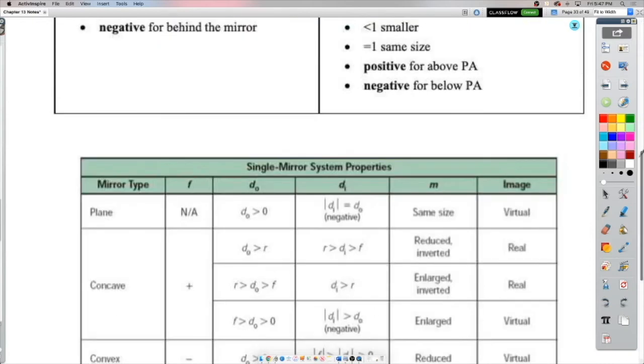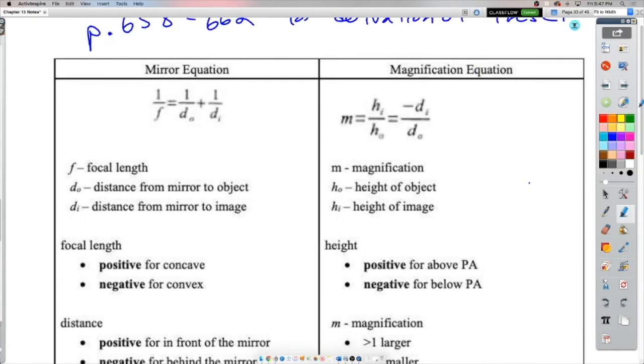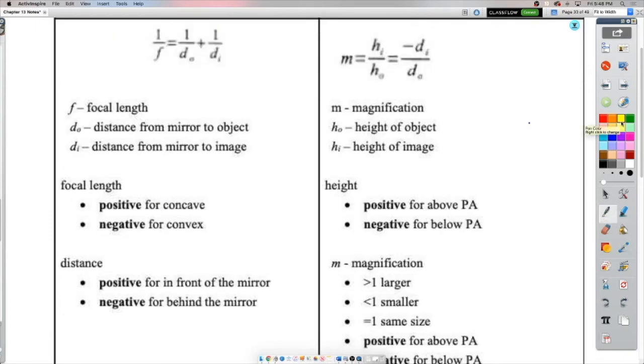Just a quick definition of each variable, okay? So we have F being the focal length of the mirror, DO for distance to the object, the distance between the mirror and the object, always positive, kind of by definition. We'll get there in a sec. DI is the distance from the mirror to the image. When it comes to remembering the positives and negatives, you don't necessarily have to memorize this stuff if you can just remember one rule.